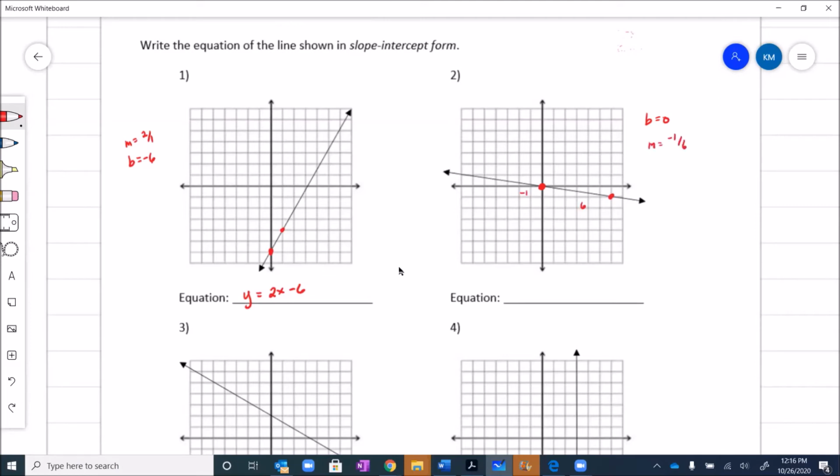And so then we can write our equation as y equals our m, which is -1/6 x plus b. And in this case, it's plus 0. Now, I don't really want to write plus 0 into my equation, so I'm just going to be done here.